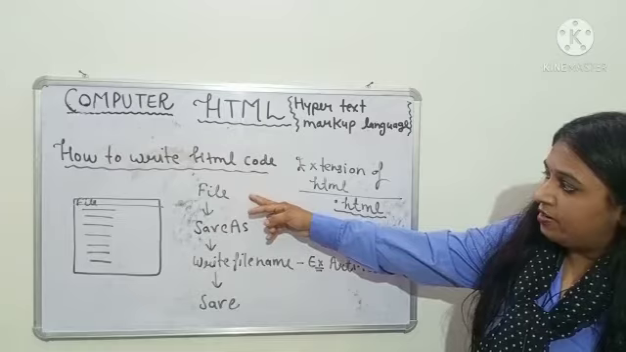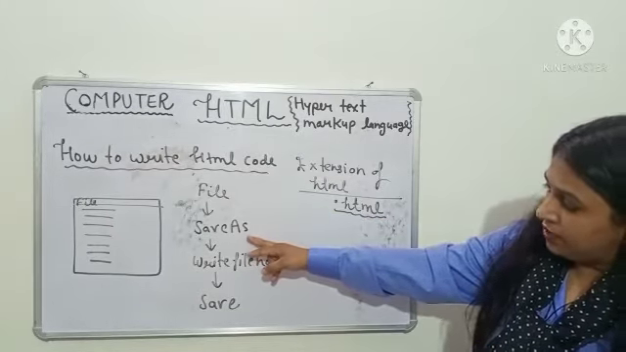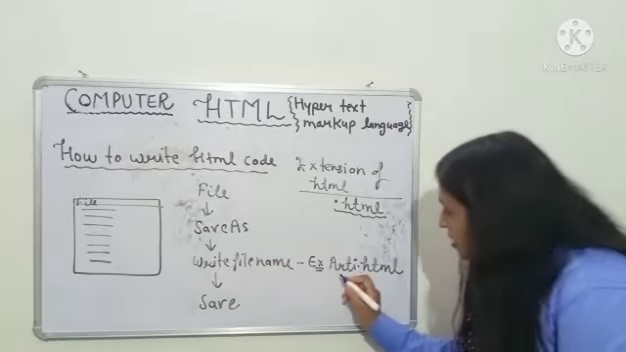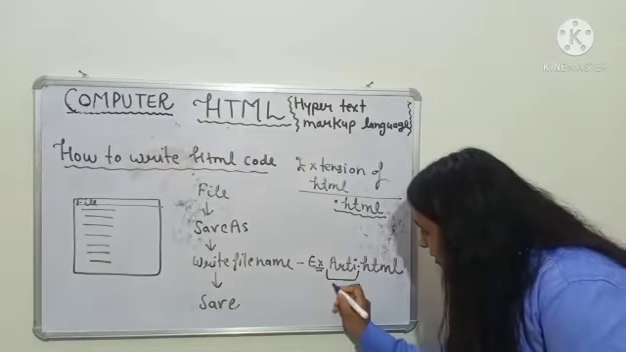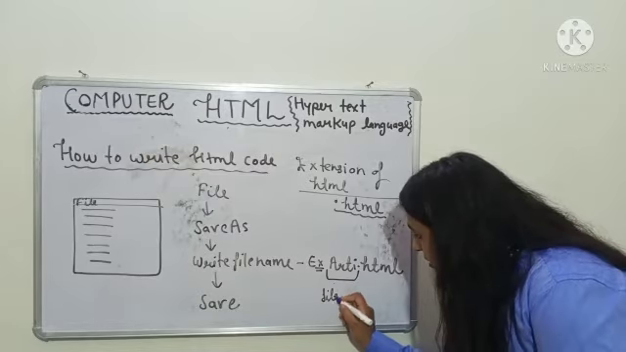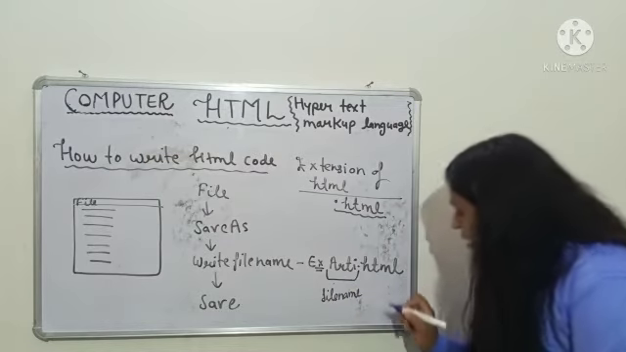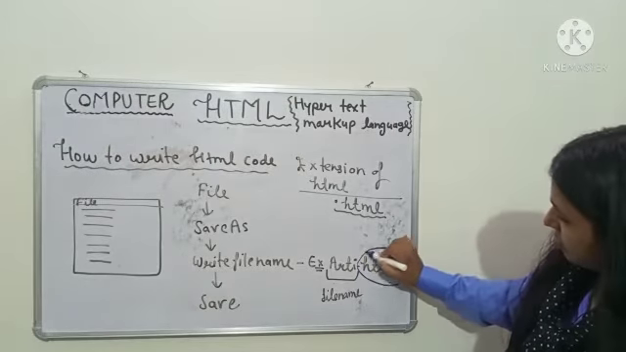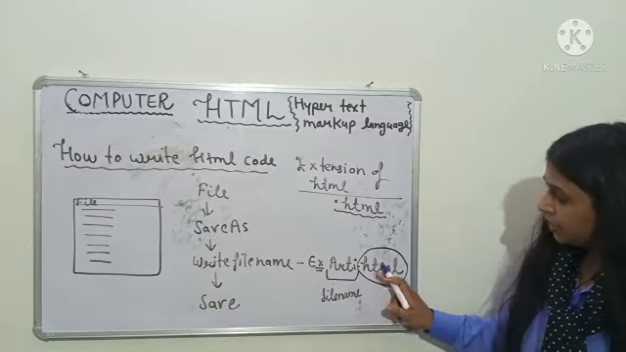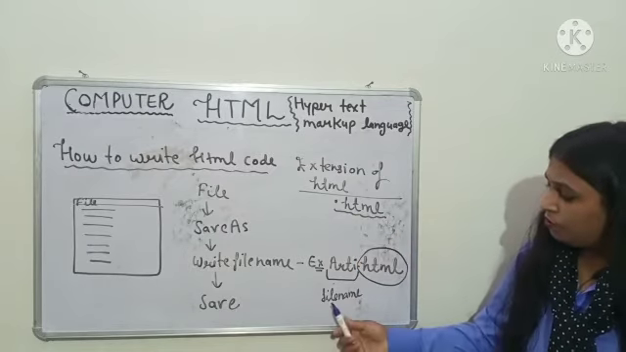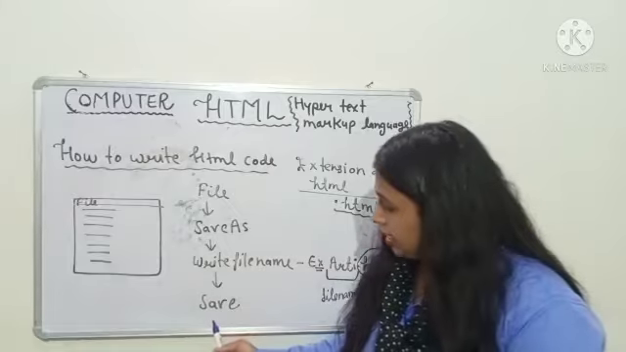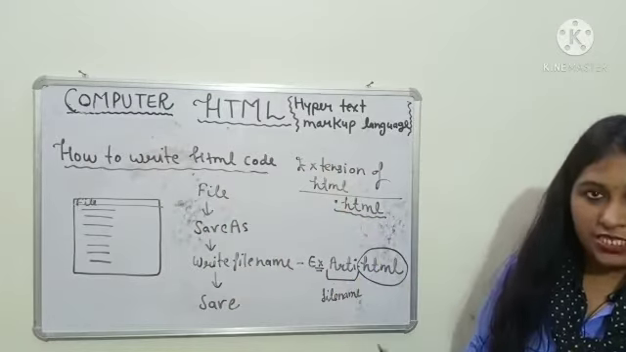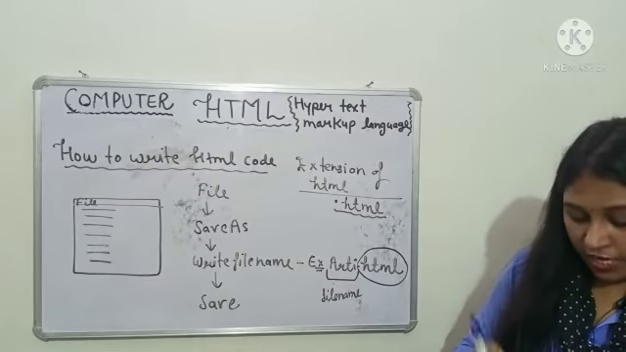First of all, click on the file option, then click on the save as option, and then write the file name. Suppose the file name is Aarti. This is the file name, right? And this is the extension of HTML. As I have earlier told you, this is the extension of HTML. And now we will click on save. So in this way our HTML code has been saved in our computer.